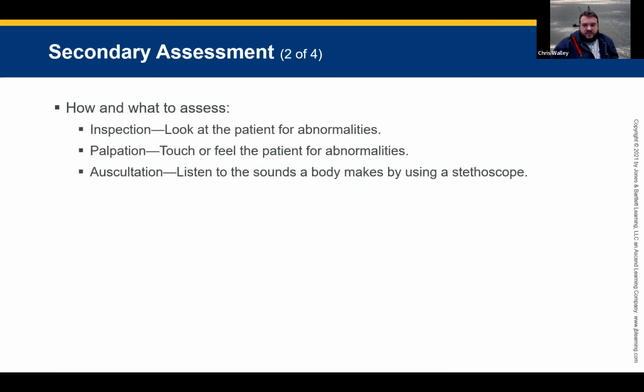All right, how and what to assess during a physical exam. I want to inspect, palpate, and auscultate everything on this patient. So look at the patient for abnormalities. Do I see any traumatic injuries? Do I see any blood? Do I see anything that catches my eye? Do I hear equal breath sounds and see equal lung movements? I put my hands and palpate from the head to the toe, respectfully, to identify any life-threatening injuries.